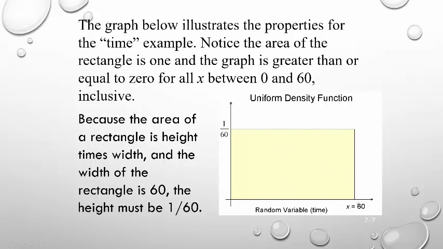Well, if there's 60 random variables here, we know that the area of a rectangle is length times width. Well, 60 times 1 over 60 is 1. Okay. So this right here is our uniform density function. All right, and a lot of you might look at it and just say, well, that's just a rectangle. We're actually going to use it for something.